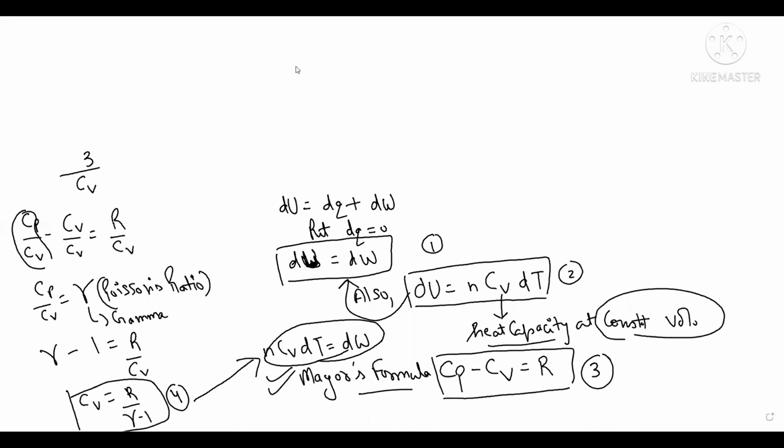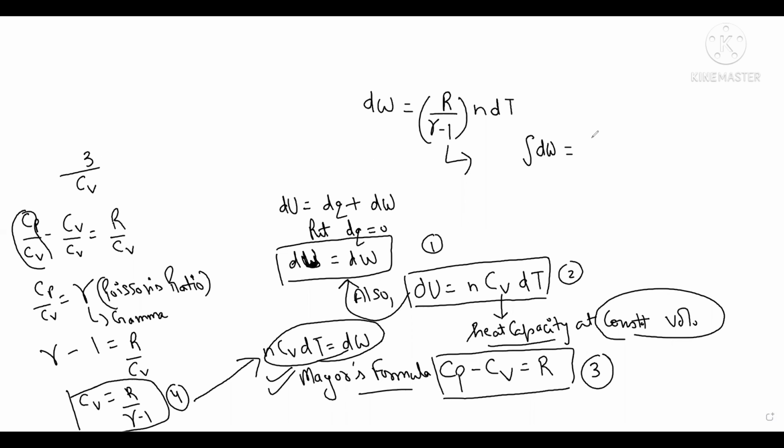So just substitute this. What will be the value of dW now? dW comes out to be nR by gamma minus 1 times dT, since we have substituted the value of Cv here. Now, to calculate the total work done, just as we did earlier in the isothermal reversible process, we have to integrate it similarly. So just do the integration to calculate total work done.